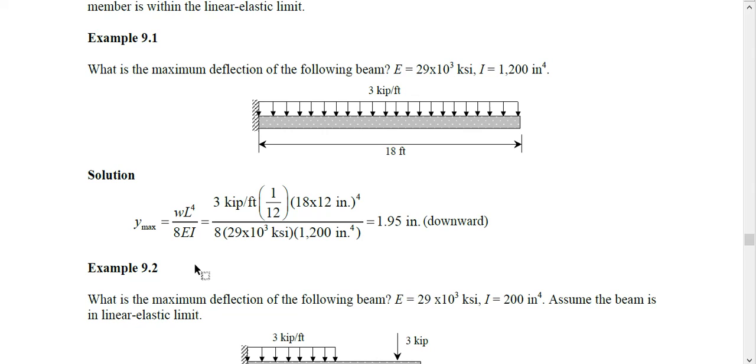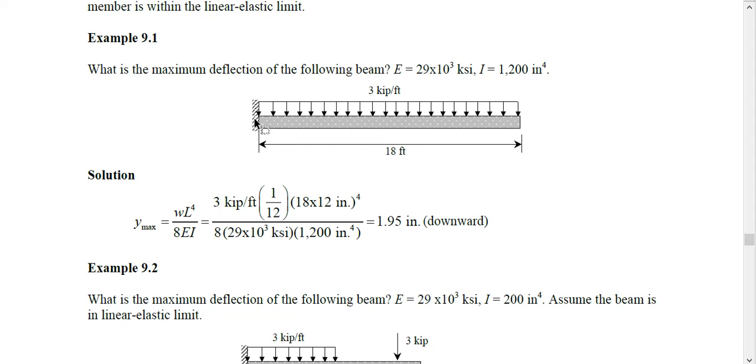This time we will see some examples of deflection calculation for beams. So the first example here is example 9.1. It says, what is the maximum deflection of the following beam? For this beam, the modulus of elasticity E is 29,000 ksi, the moment of inertia I is 1200 inch to the power 4, and the beam span is 18 feet.